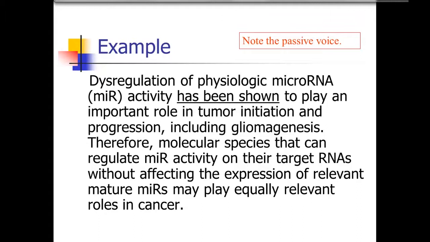Another thing I want to point out is in this first sentence, the authors use what is called the passive voice for their verb tense. So they say, "dysregulation of physiologic microRNA activity has been shown." Now, I'm going to spend quite a bit of time next week talking about the difference between the active and the passive voice. So if this is the first time you're hearing about it or you're not that comfortable with what that is, we'll go into it in great detail next week. But for now, I'll just point out that that's one thing that makes that sentence kind of hard to read.